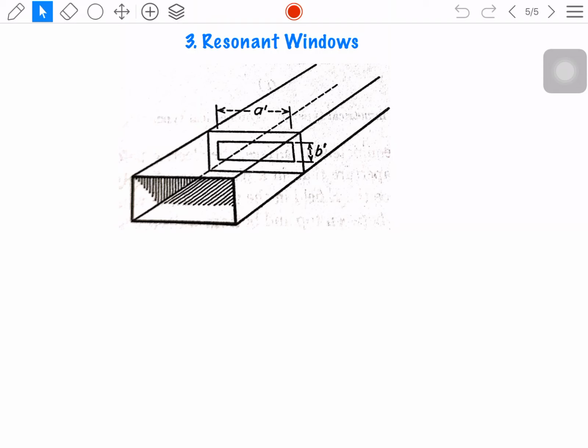In this case, we can even attain zero susceptance value at a chosen frequency with a wide variety of diaphragm shapes, if the dimensions A dash and B dash are properly related here.